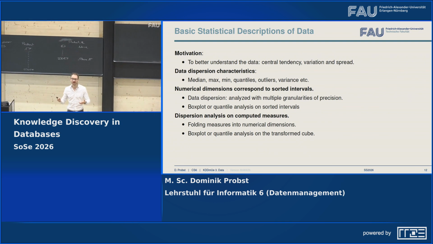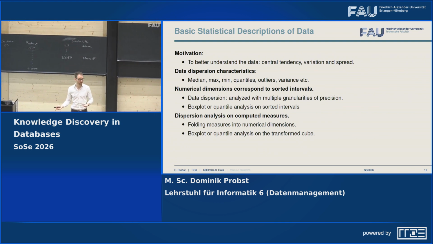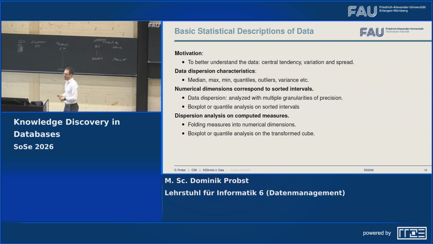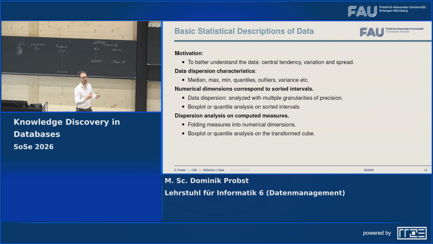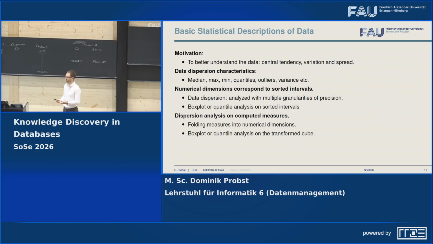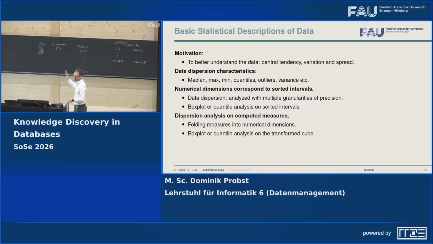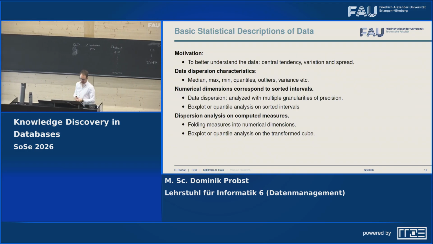There are some we can also perform on categorical attributes. For example, we can count how many different values we have. That's also a basic statistical description of categorical data. However, most of these descriptions need numerical data in some way, and we will talk about numerical data primarily here.